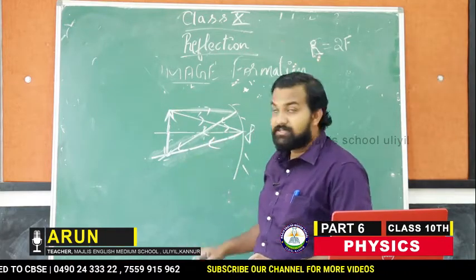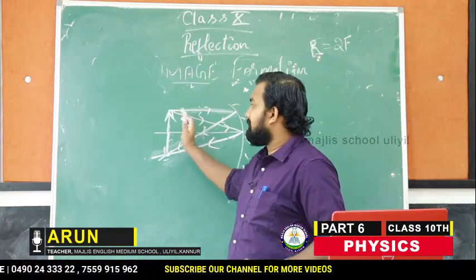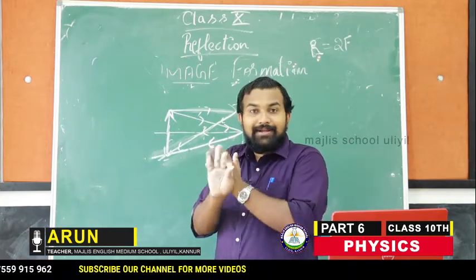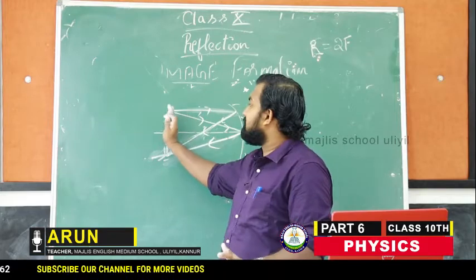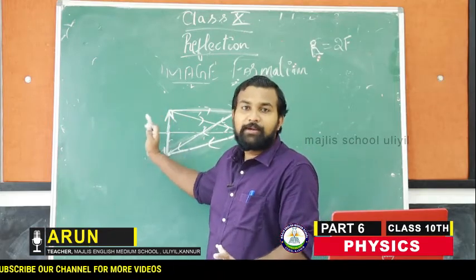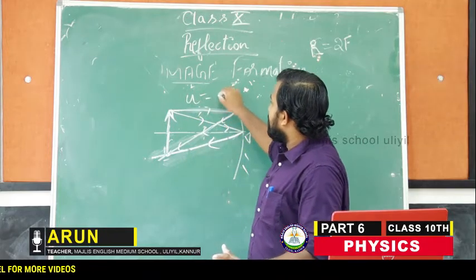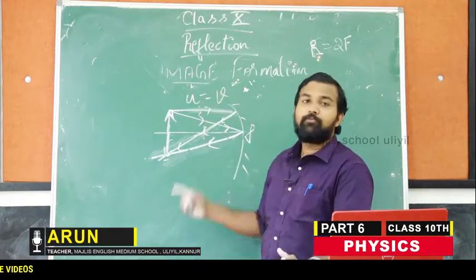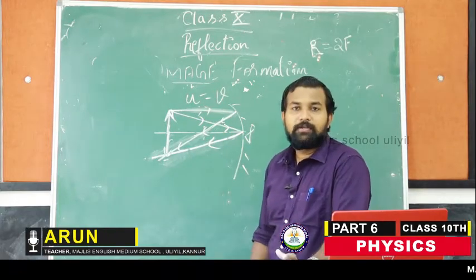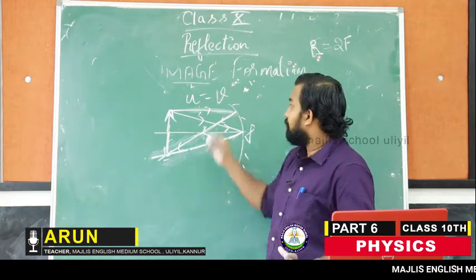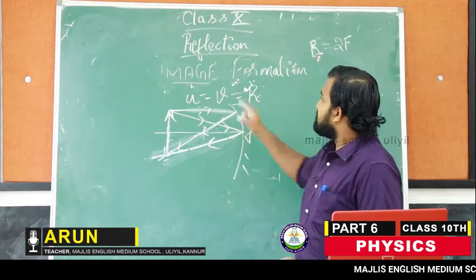Wherever I have kept the object, if I adjust the screen, I will get a clear image when the screen reaches the position at which I have kept the object. Okay, so the image distance and the object distance both will be same over here, because both will be obtained at C itself, isn't it? And both will be equal to the radius of curvature in this case.